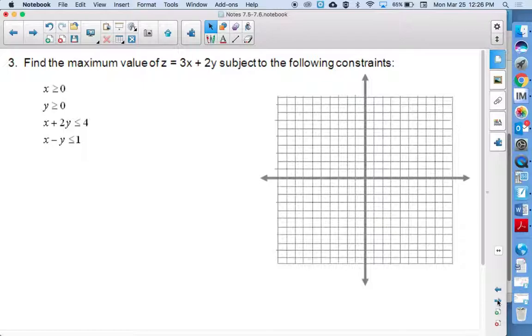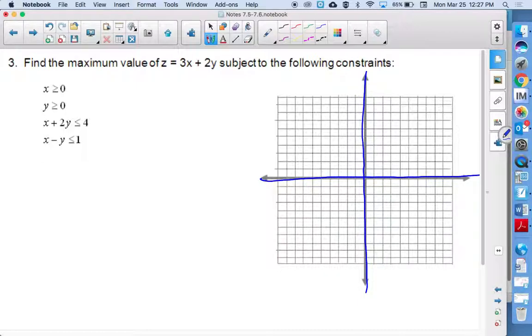And then it says subject to the following constraints. A constraint is another way of saying a system of equations or a system of inequalities. It's just a restriction. So we have these 4 inequalities. We're going to see if we can use these 4 inequalities to try and find a maximum value. So when you graph the first 2, if x and y are greater than or equal to 0, that's just forcing x and y to be positive.